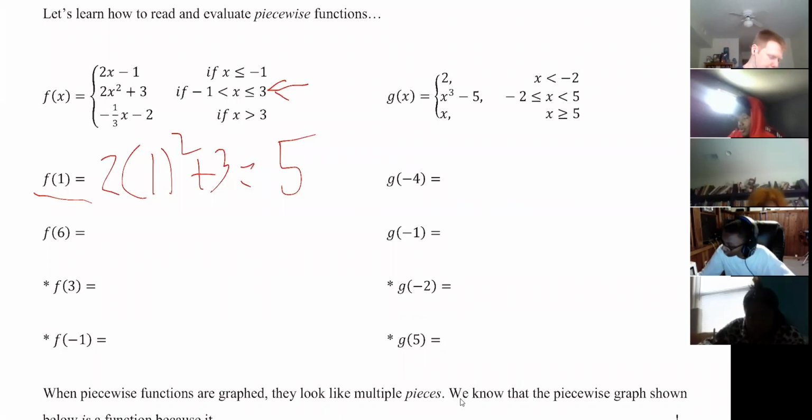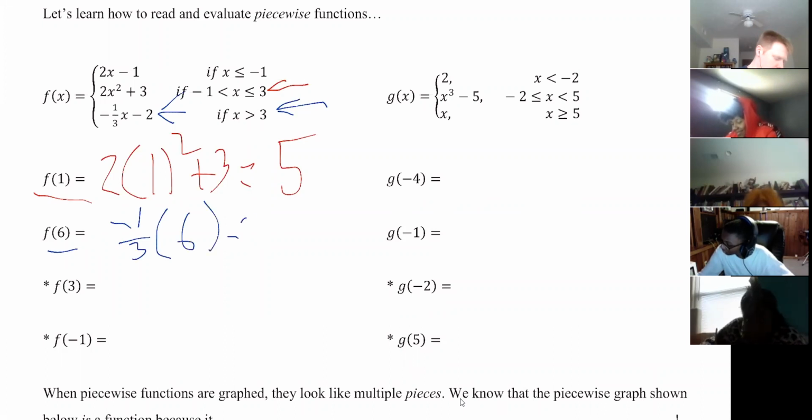For example, f of 6, you want to look at where that would fall in the domain. Well, 6 is greater than 3. So we would be looking at this bottom equation. So it'd be -1/3 times 6 minus 2. If you work that out, that would be -2 minus 2, which is -4.